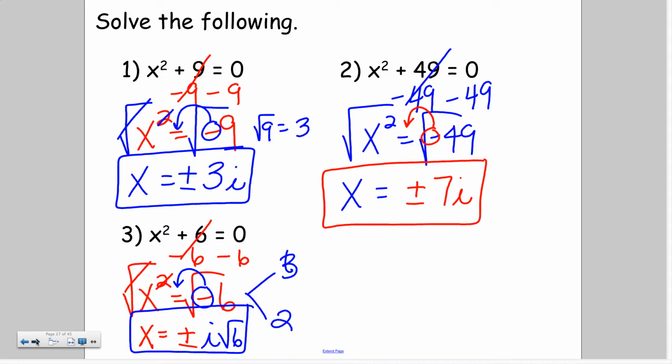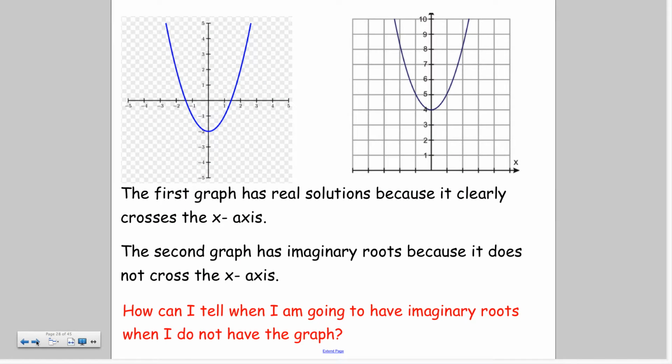Alright, at the top of page 14. Both of these are quadratics that have been graphed. You can tell because of the parabola shape. The first graph has real solutions, meaning I can plug the whole thing in my calculator and I don't have to deal with a negative square root anywhere. It's got real solutions because it crosses the x-axis here. So there's a solution, and I'm going to abbreviate solution as SOLN. There's my second solution. It clearly crosses, so I've got real answers.